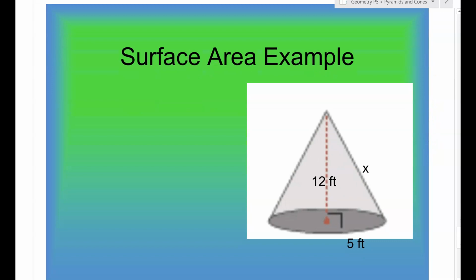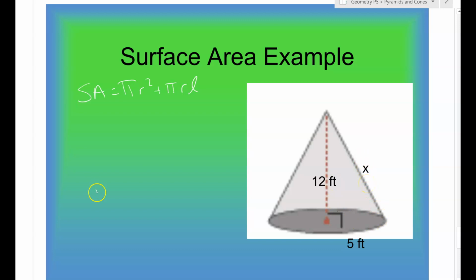Here's an example. This is a surface area problem, right? So surface area, again, pi r squared plus pi r l. Well, here's the problem. I don't know L. It's an x. I've got to find it. So how are we going to do that? Well, we're going to use the Pythagorean theorem. In this case, this slant height is x. What is that in terms of the right triangle?